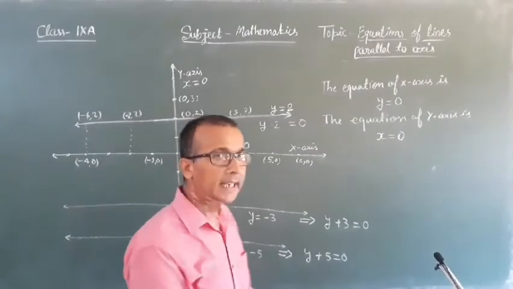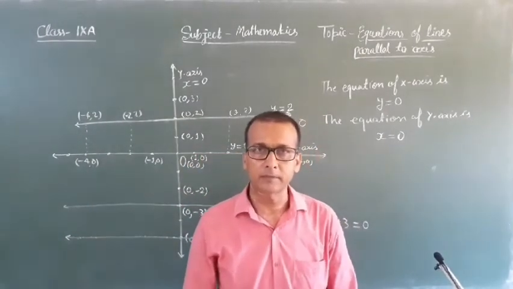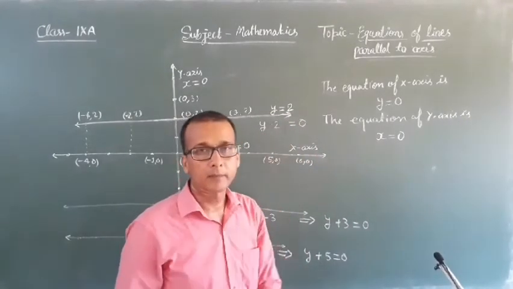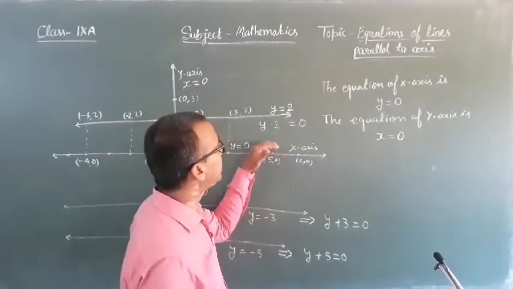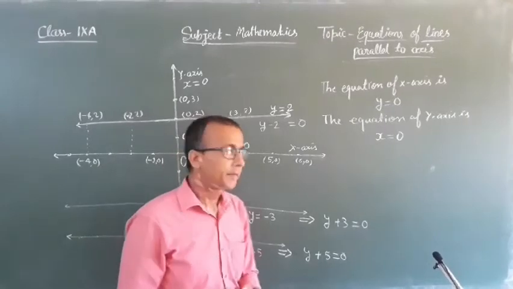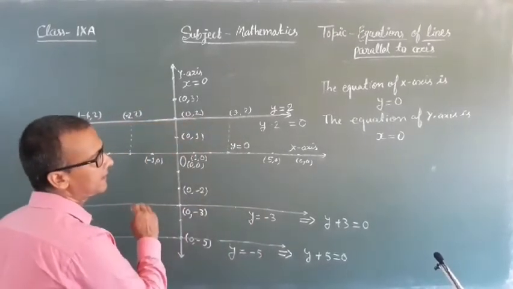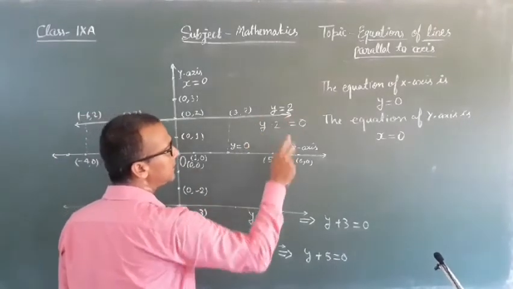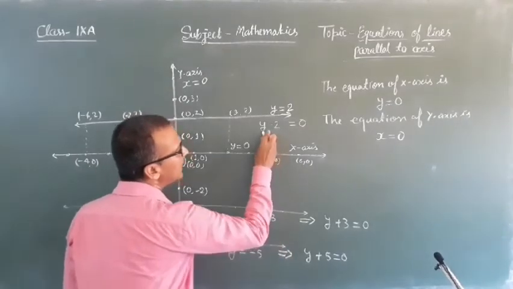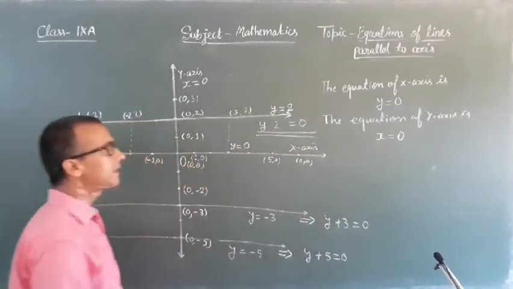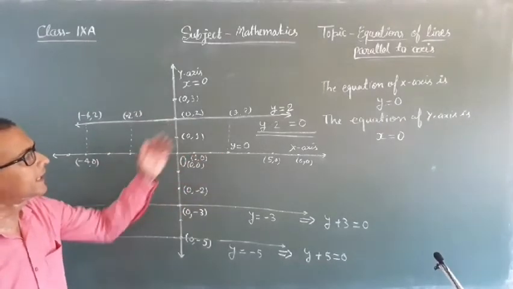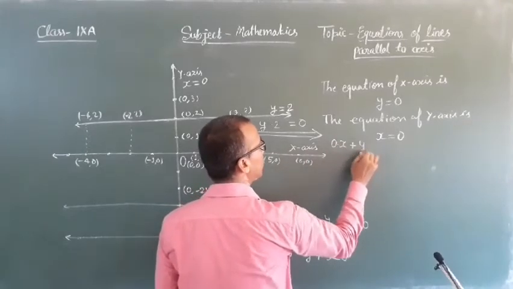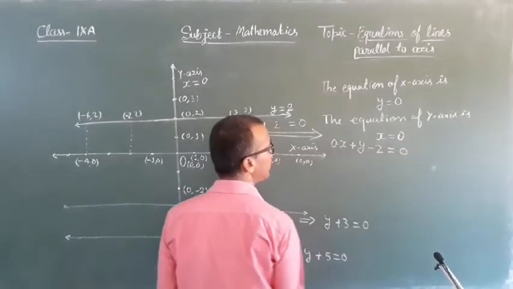Dear students, as we have discussed in our previous videos, this equation contains one variable and it has a unique value, but for each and every value of x, the coefficient is 0, that's why it is 0. The x term is not present here. So you can say it is the equation of a line, and it can be represented as 0·x + y - 2 = 0.